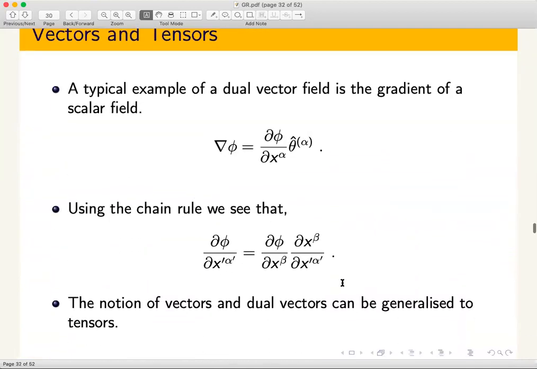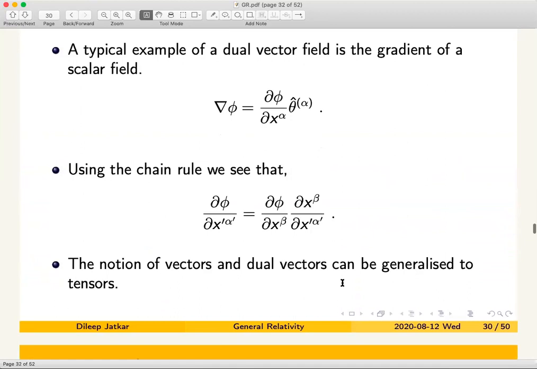So a typical example of a dual vector field is the gradient of a scalar field. Consider phi to be a scalar field. That means phi is an assignment of a number at every space-time point. You look at that kind of object and ask, what if I study the gradient of this object? Then that gradient is defined as del phi by del x alpha times the basis of the dual vector space, which is theta alpha.